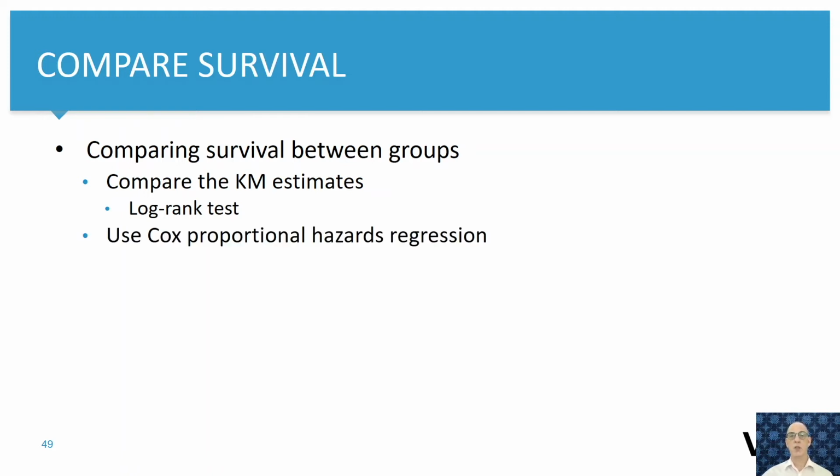The second way is using a Cox proportional hazard regression approach, a regression framework that will provide us with an effect estimate of how much the two groups differ in their survival.